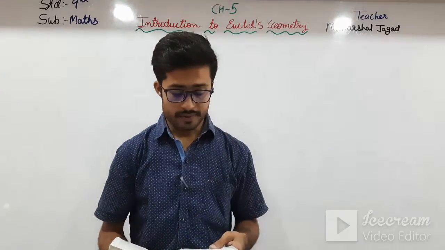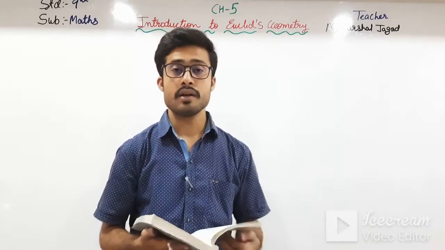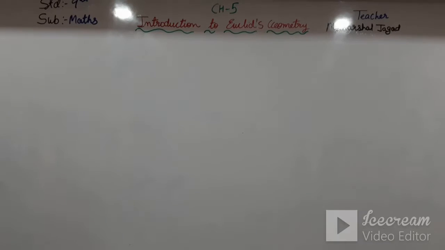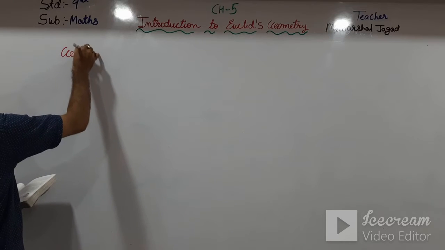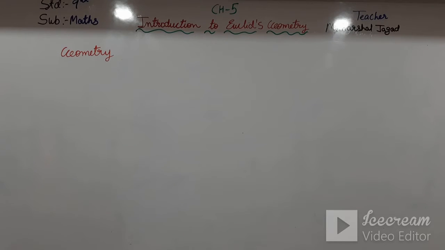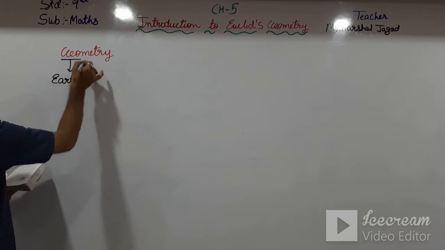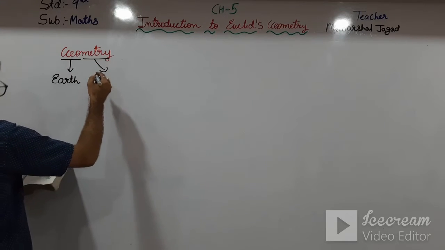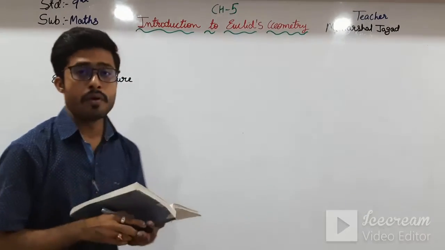Let us see that the word geometry comes from the Greek word geo, meaning the earth, and metry, meaning the measure. So what is geometry? First of all, students, I am writing that. Geometry. So first of all, what is geo? Geo means, it is a Greek word, earth, and metry means to measure. Okay students, metry means to measure.